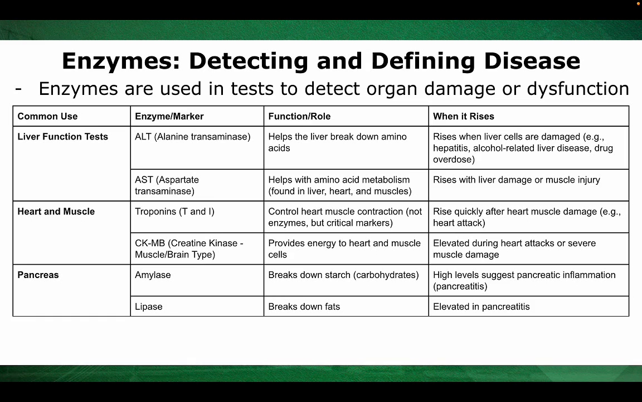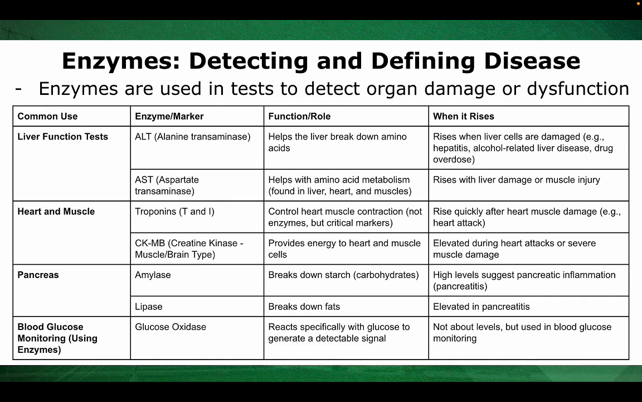Now for the pancreas, amylase helps break down starch, while lipase breaks down fats. When the pancreas is inflamed, like in pancreatitis, these enzymes leak into the blood, so doctors check their levels to confirm the condition. And finally, for blood glucose monitoring, we use an enzyme called glucose oxidase. This enzyme reacts specifically with glucose to produce a tiny electrical signal. That's how glucose meters give you your blood sugar reading. This test doesn't measure the enzyme itself, but it uses it to detect glucose accurately and quickly.